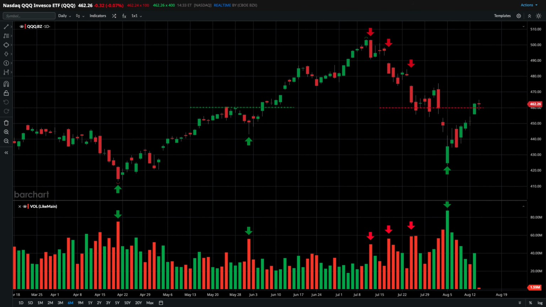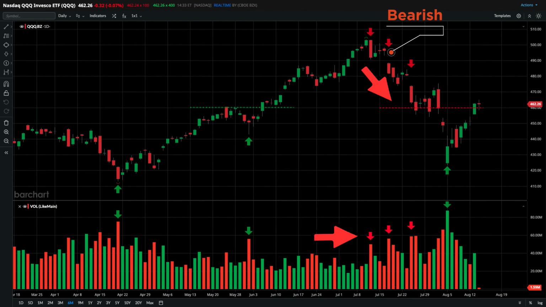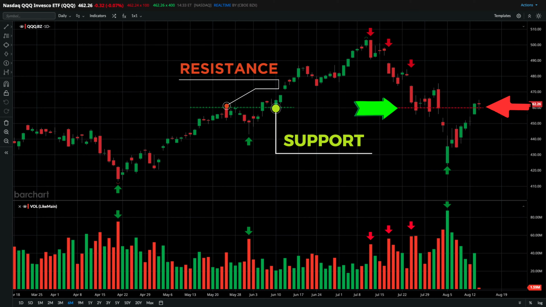For instance, a price breakout on high volume is a stronger signal than on low volume, for both bullish and bearish price action across the market. Price action also indicates levels of support and resistance. We can see how old levels of resistance can become new levels of support.